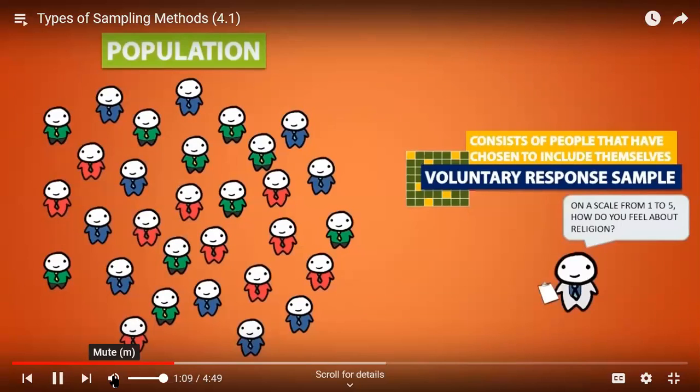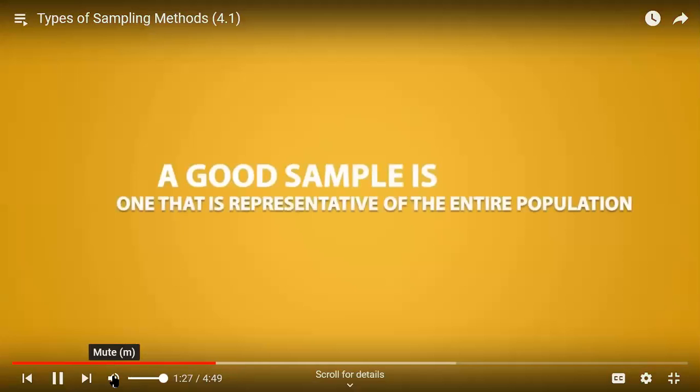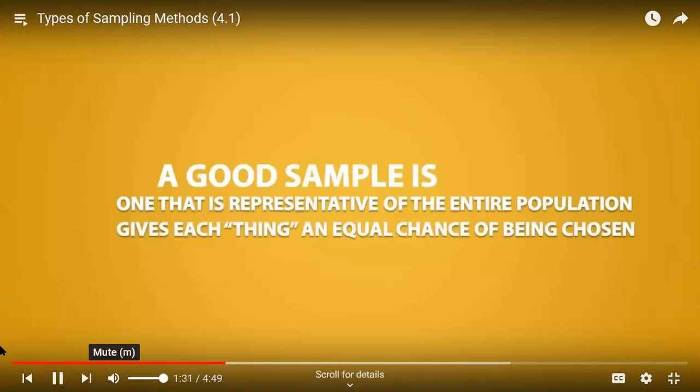So the researcher lets people come to him. This is a biased sampling method because people with a strong interest in the survey topic are the ones who are most likely to respond, whereas the people who don't feel as strongly about the topic may not even care to respond. Remember that a good sample is one that is representative of the entire population, and it gives each thing an equal chance of being chosen.